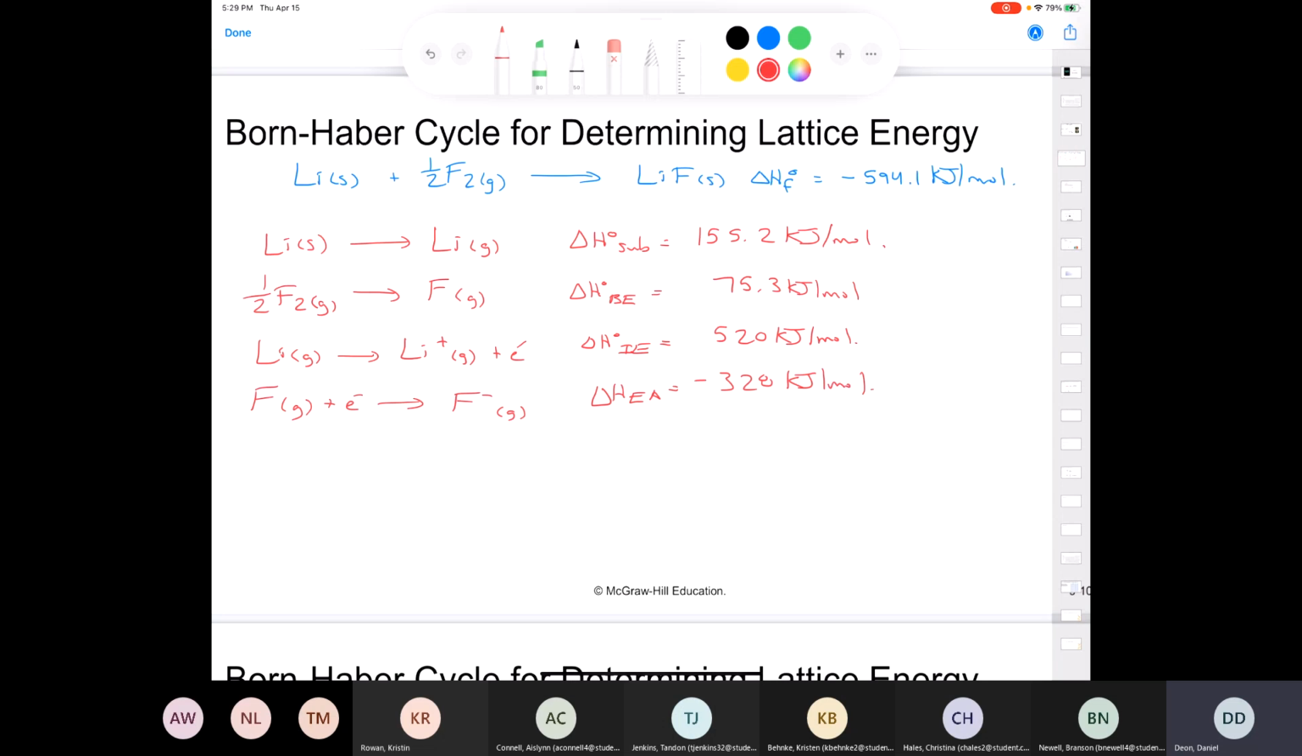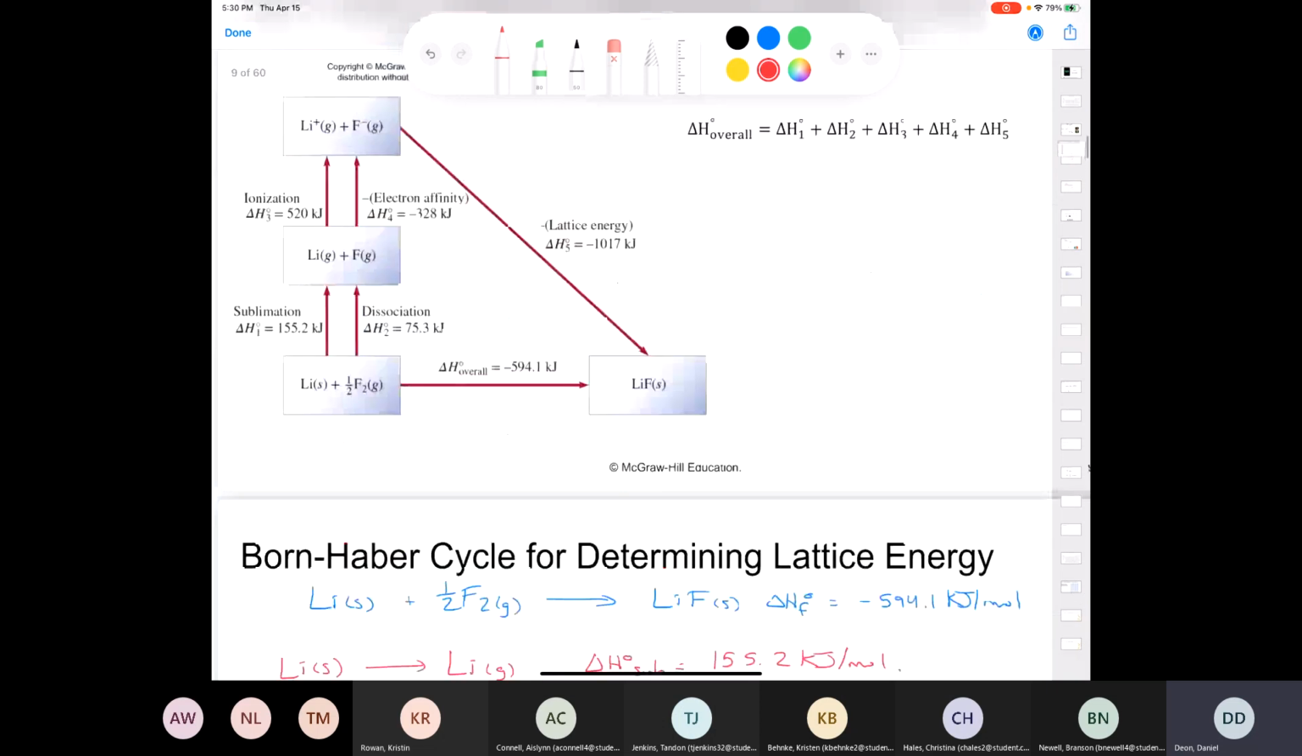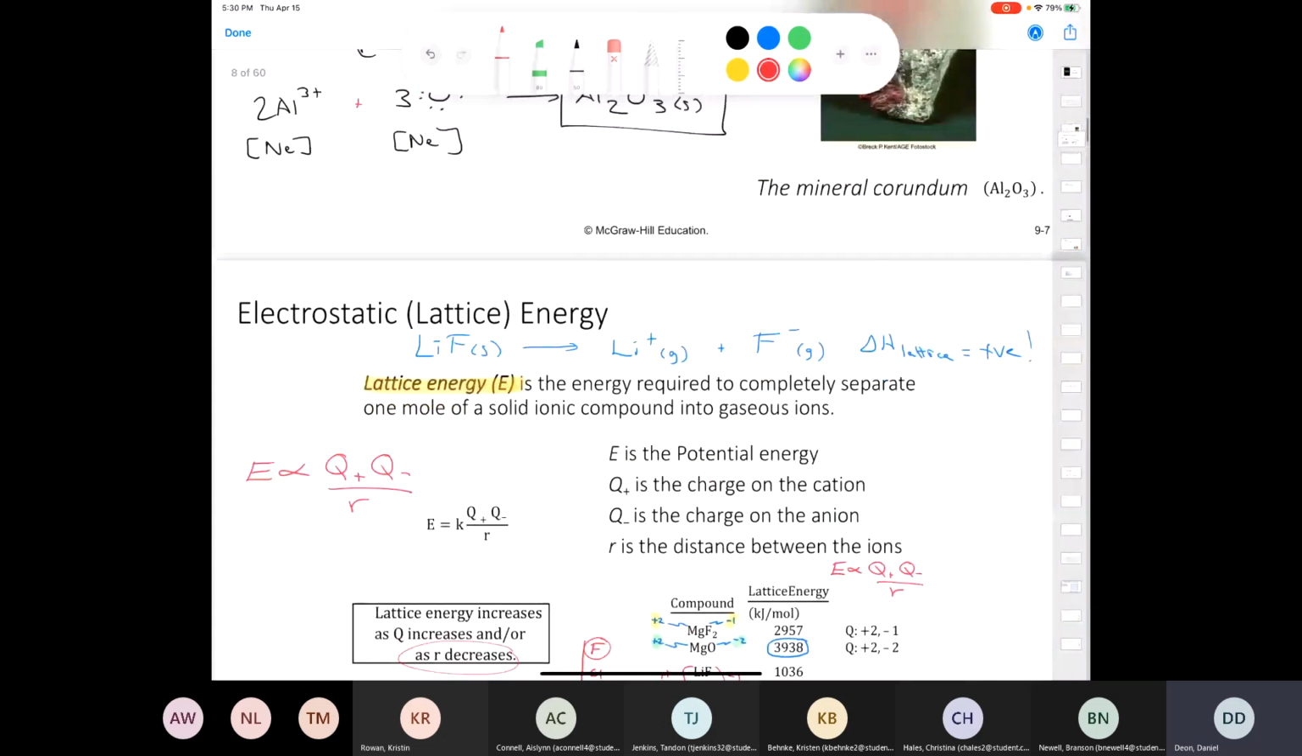Well, now, if I combine my lithium ion in the gaseous phase plus my fluoride ion in the gaseous phase to form lithium fluoride in the solid phase, this is the delta H, and this is the negative of the lattice energy. Don't believe me? Well, if we go back here, I said, what was lattice energy earlier on? I said lattice energy was the exact opposite of that. I said it was taking 1 mole of the solid and converting it into gaseous ions. That was lattice energy.